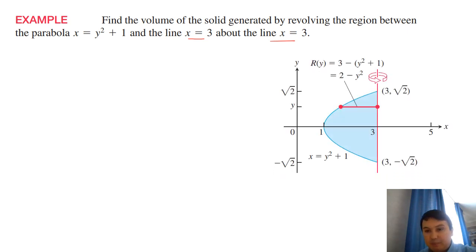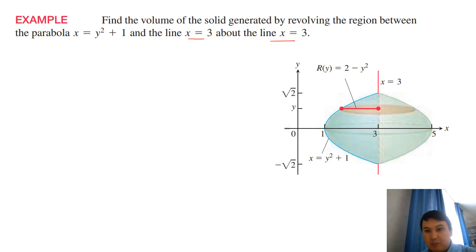So here is the figure. My parabola x equal to y squared plus 1 is the blue curve, and x equal to 3 is my red line. And then I'm rotating around this line x equal to 3. What do I get as a result? This is the shape I get, okay? And then I want to calculate the volume.